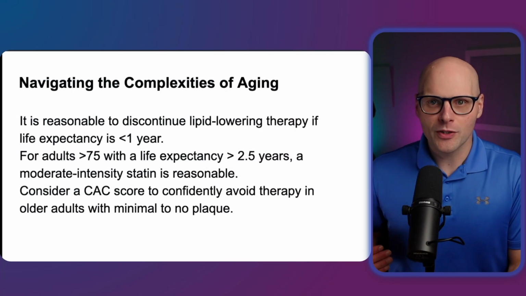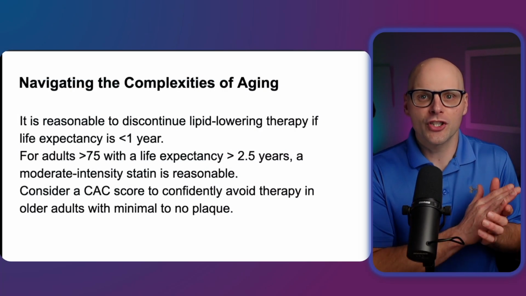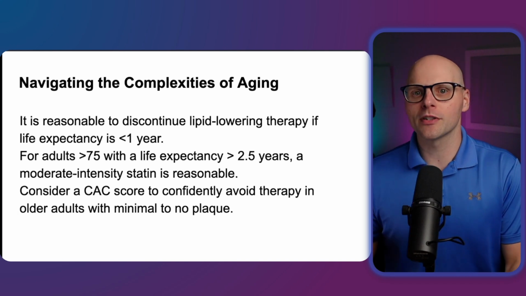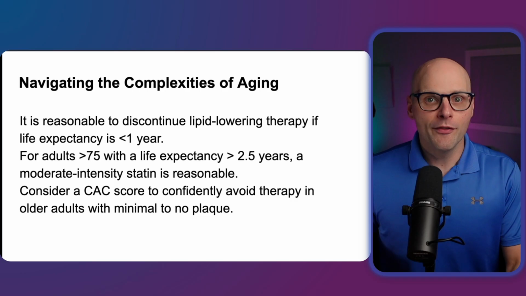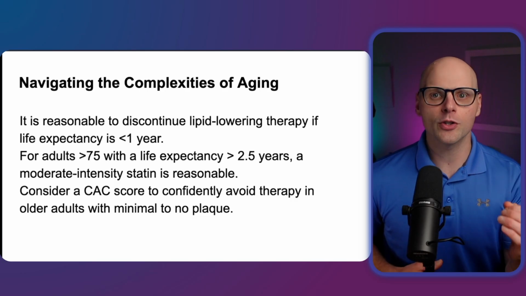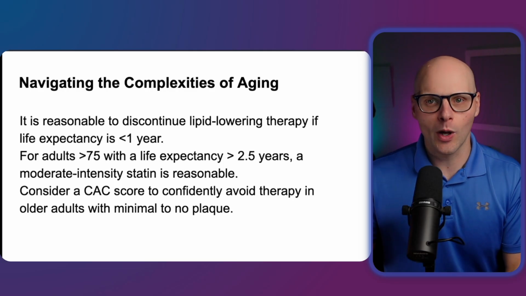Now let's jump on to the other end of the spectrum, our older adults. This is a population where, once again, it's going to be a little bit nuanced here. The guidelines emphasize that we shouldn't base our decisions purely on chronological age. We have to look at their frailty, pill burden, and what the patient actually values. If you have a patient whose life expectancy is less than a year, we have a class 2B recommendation to simply deprescribe the statin. Let's avoid the unnecessary medication and focus on quality of life.